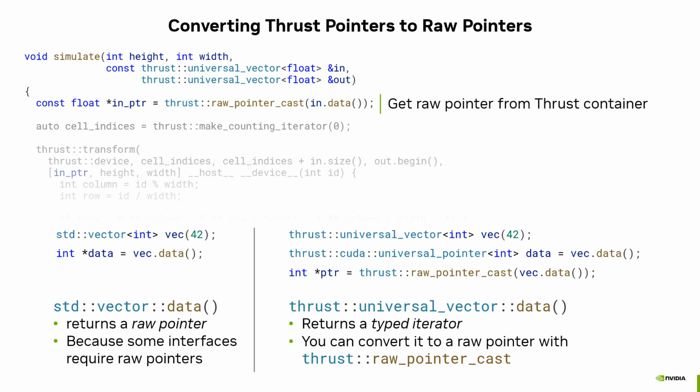Notice that we're capturing the pointer to our temperature data in a slightly unusual way. In standard C++, calling .data on an std vector returns a raw pointer, but with thrust containers, .data returns a typed iterator instead of a raw pointer. Thrust needs that type information for various reasons, which we'll explore later. For now, the main point is that you can convert this typed iterator to a regular C++ pointer by using thrust raw pointer cast. This gives us the in-pointer variable that we can capture in the lambda.